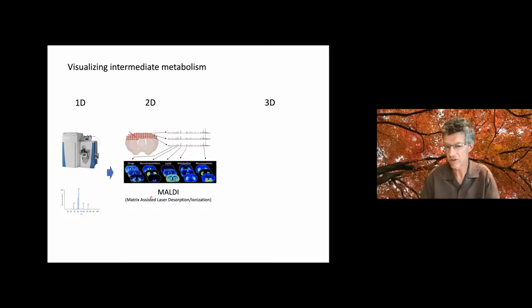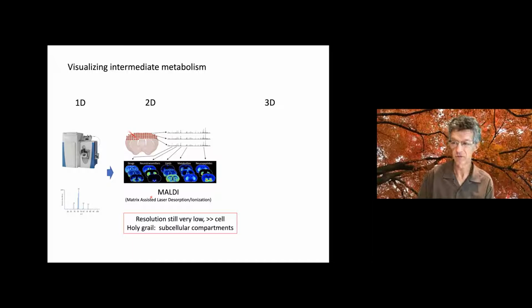In 2 dimensions, as a field, there are technologies such as MALDI that are capable of using the mass spec in 2 dimensions, but it's very limited. The resolution is still very low. It's actually greater than a cell. The holy grail would be to go beyond the cell and be able to look at subcellular compartments.